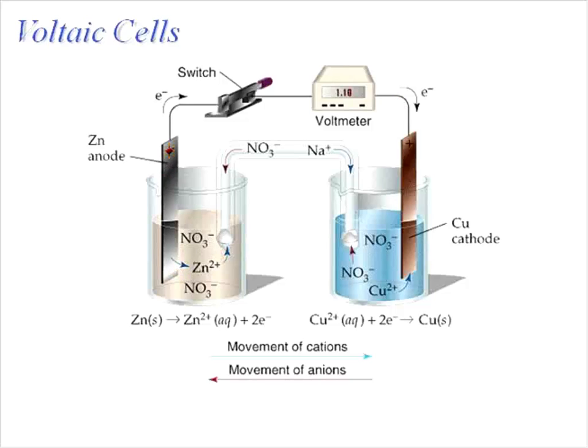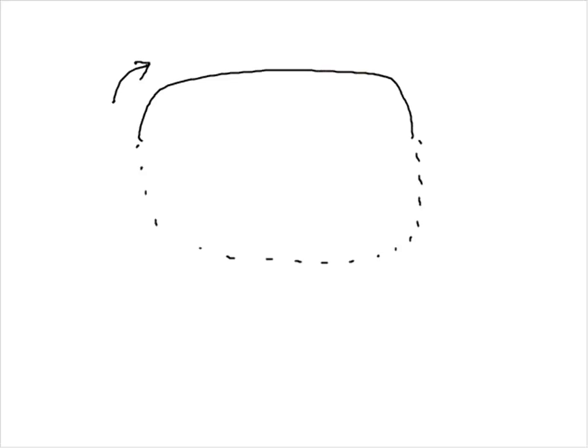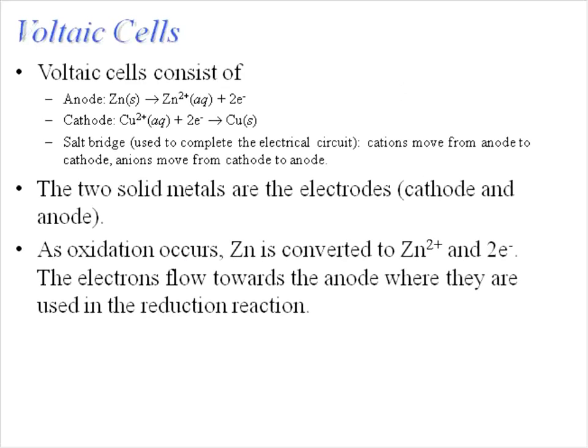Now, from this solution to this plate to this wire to this plate to this solution is not a complete circuit. It's not a complete circuit. Charge must flow from here to there also.